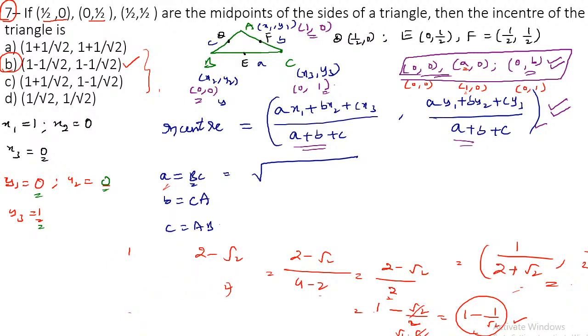So we used the formula ab by a plus b plus root of a square plus b square. But now let us solve this question by using this formula, ax1 plus bx2 plus cx3 by a plus b plus c.